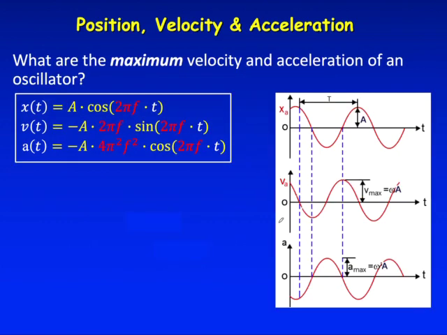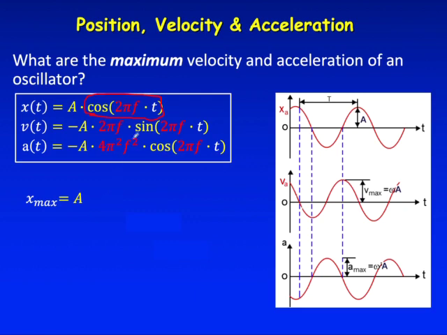Another question I can ask you real quick is, if you've got an oscillator, here's its position versus time, what's the maximum velocity and acceleration? Well, of course, in this case, if you look at this, what is the maximum value that the cosine function can have? Well, it's either going to be 1 or negative 1. We're interested just in the magnitude of that, so just 1. So the maximum possible displacement is equal to A.